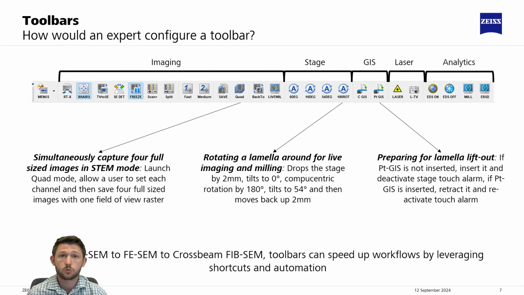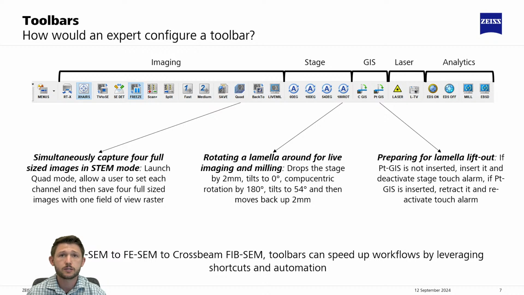So I took a snapshot of a toolbar that I use on our demo crossbeam laser. So again, what was shown in the videos was on a different system, but this level of customization exists across the portfolio of electron microscopy for conventional SEMs, the EVOs, the field emission SEM sigmas and GeminiSEMs, and our FIB-SEMs, the crossbeams. So you can see that how I set up my toolbar is quite organized, and any user has this capability, having an imaging section, having a stage section, a gas injection system section, a laser section, since this is a crossbeam with a femtosecond laser, and then an analytics section.